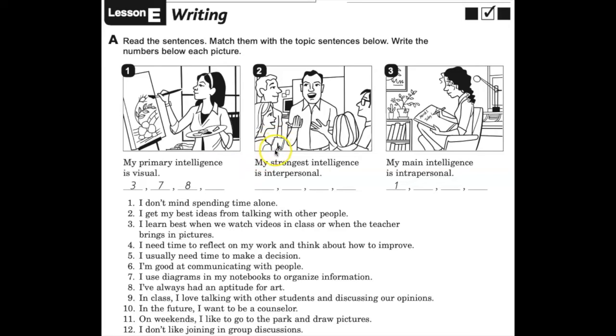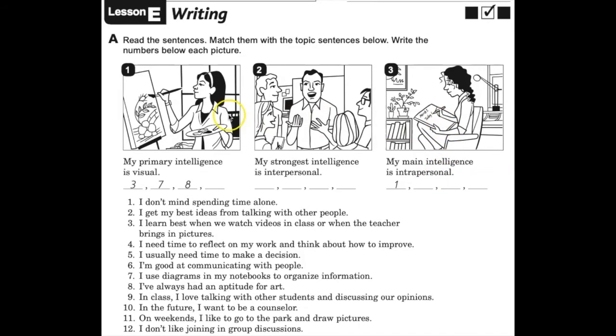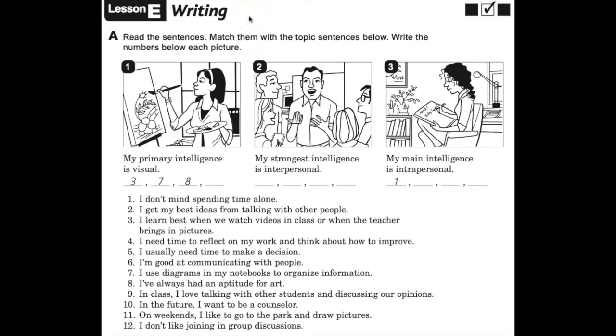For number 2, in this picture, we have a person speaking with a bunch of other people, and he says, my strongest intelligence is interpersonal, which means he enjoys communicating and interacting with others. And in picture number 3, we have a young woman here who is writing in her journal. And she says, my main intelligence is intrapersonal, which means that she likes being by herself. Okay? So you have written down the word visual, interpersonal, and intrapersonal, and then put some numbers next to it. And we're going to look at the sentences and decide which one it goes with.